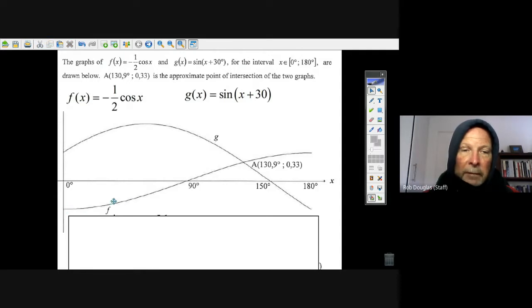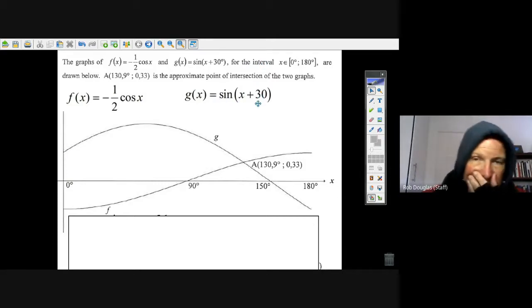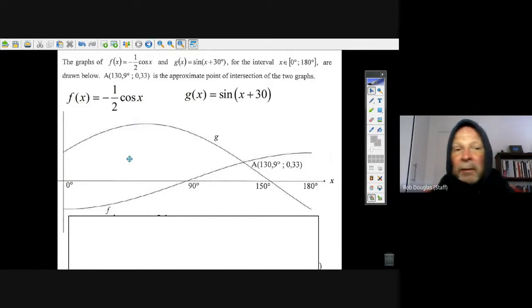There's f starting at 0 degrees, starting at 0 right here, and then going through 90 and then going to 180. So it's between 0 and 180. That's the interval we're talking about. Now, g is the graph of sine of x plus 30. To answer the first two questions, you just have to know what the word amplitude means and what the word period means.